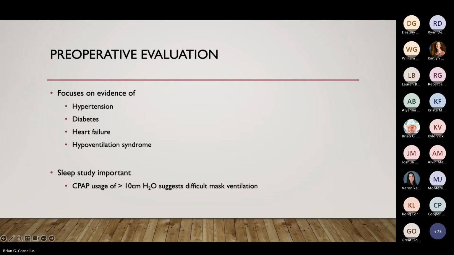Other things to think about, if you have these folks, a lot of times they do have obstructive sleep apnea. If they're on CPAP and they've got a CPAP pressure greater than 10, anticipate that they're probably prone to obstructing, obviously, but that they may be very difficult to mask ventilate. So that may be somebody you want to consider having very awake for induction as well as for emergence. Sometimes with these patients, you really just have to manage them almost like a difficult airway, even if you think it'll be okay, just because they are at an increased risk.